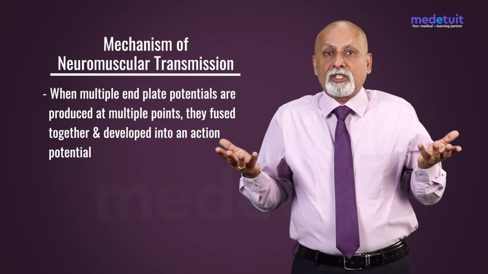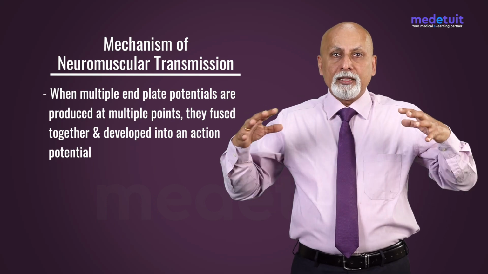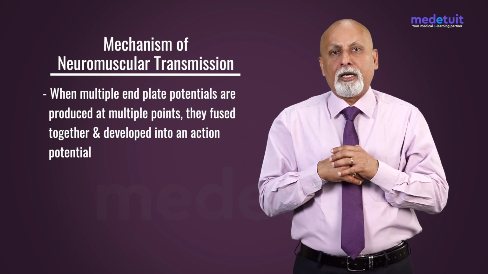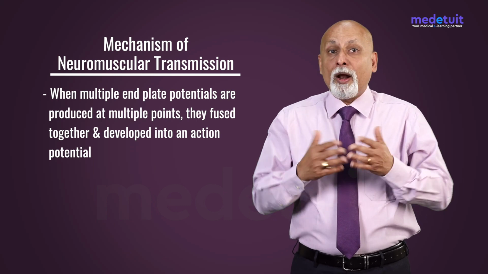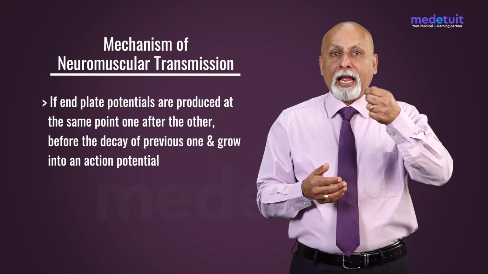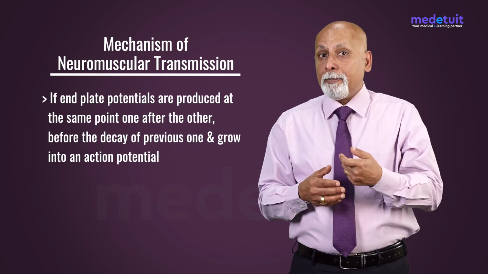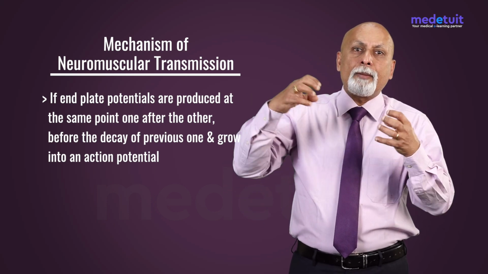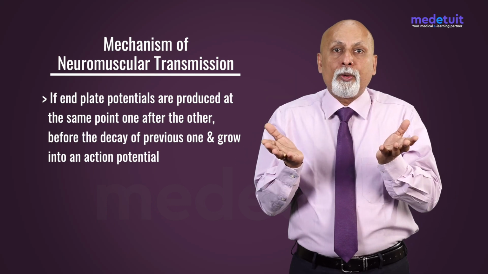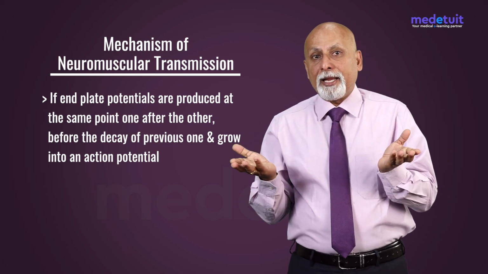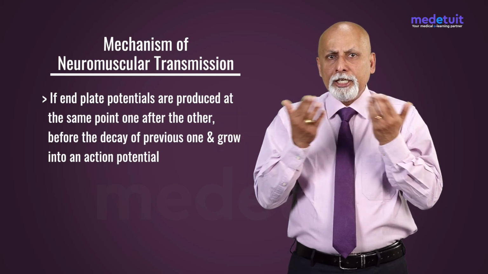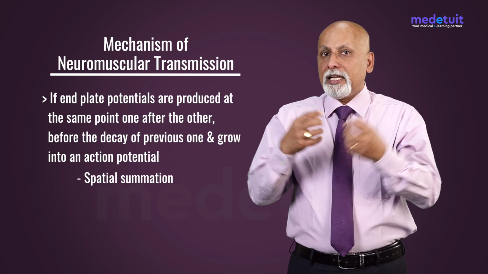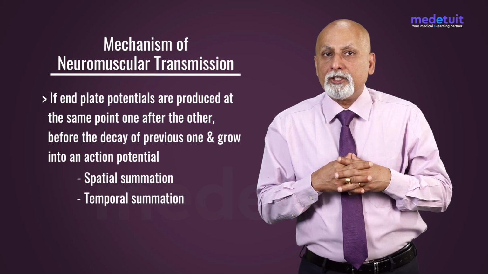When multiple end plate potentials are produced at multiple points, they fuse together, they summate together and develop into an action potential in a full-fledged manner. This is one way. There is another way: if end plate potentials are produced at the same point, one after the other, before the decay of the previous one, they also summate and ultimately grow into an action potential. So the first summation, simultaneous, is called spatial summation. One after the other, sequentially summating, we call it temporal summation.